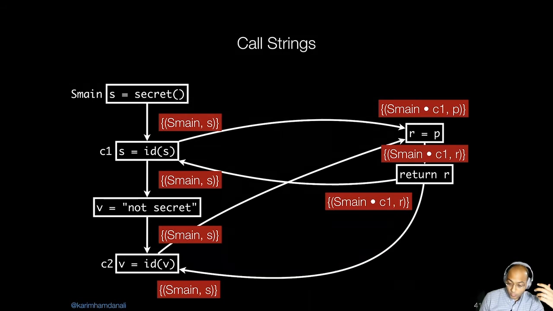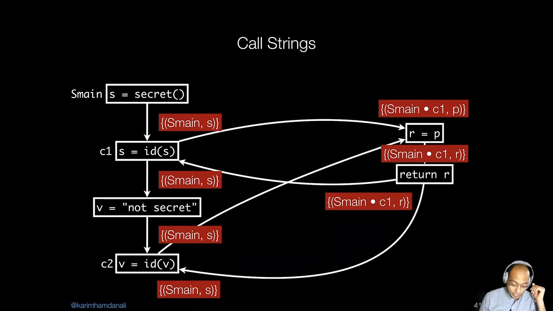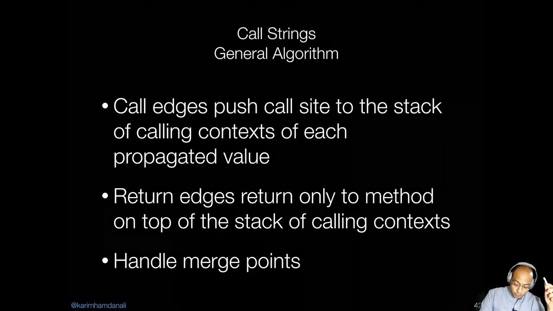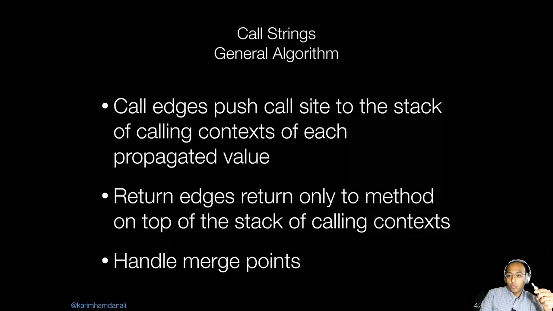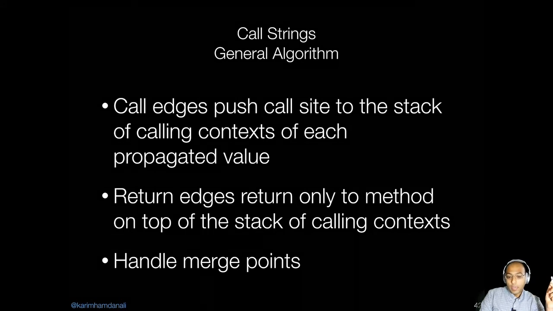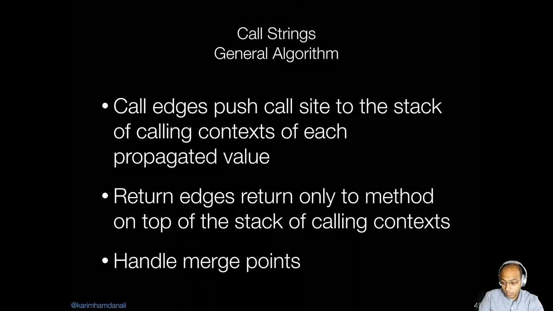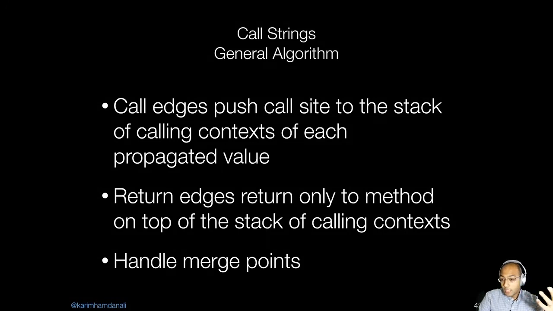So the general algorithm for the call strings approach is that call edges are going to push the call site to the stack of the calling context of each propagated value. So you push C1 to the stack of those propagated values. Return edges only return to the method on the top of the stack, like we did with the first C1, the first call site to ID. And you need to find a way to handle merge points.